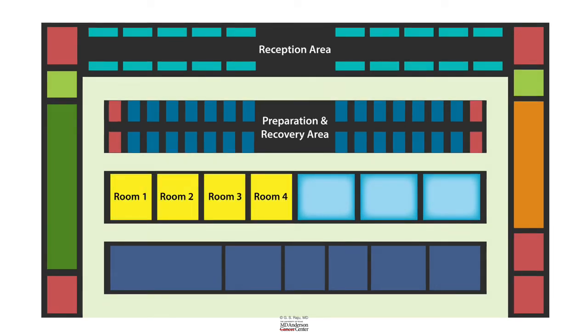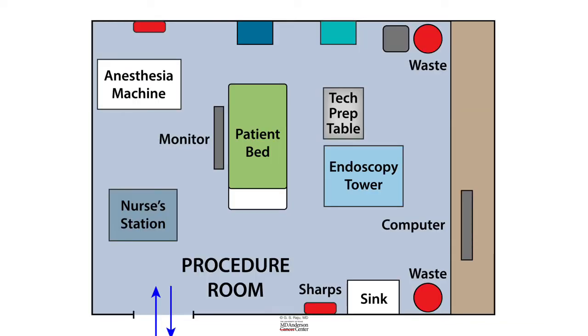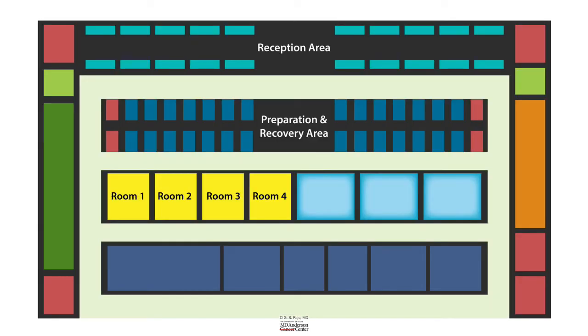So let us see what happens. Here are the rooms where endoscopy is performed, and here is the room where it is done, and this is the layout of the room. You have a patient's bed, endoscopy tower, tech prep table, anesthesia machine, nurse's station, sink, and various containers for sharps, waste, etc. So after a procedure is done, you go to the tech prep table inside the patient room where you do the pre-cleaning. That's the most important thing that you need to do immediately after the procedure. Once the scope comes out, the scope should go through pre-cleaning.